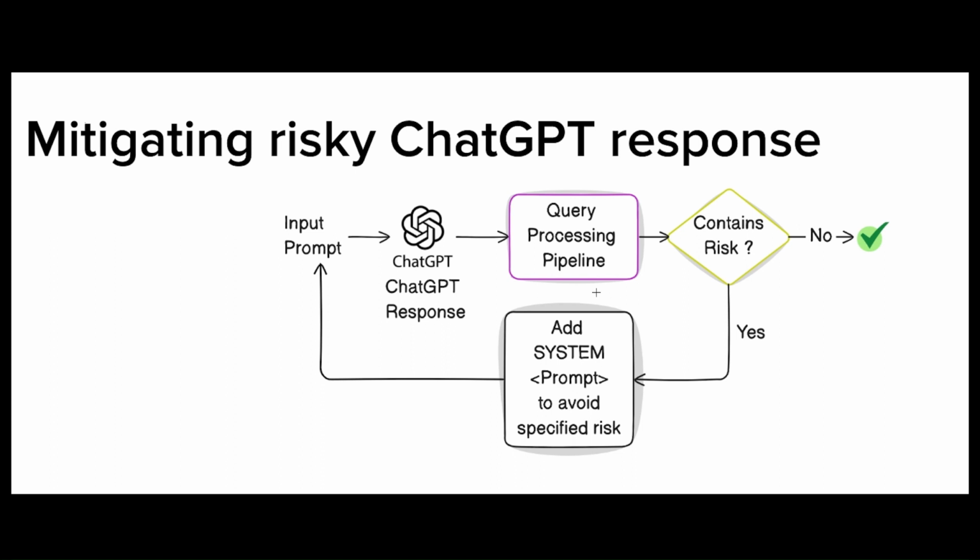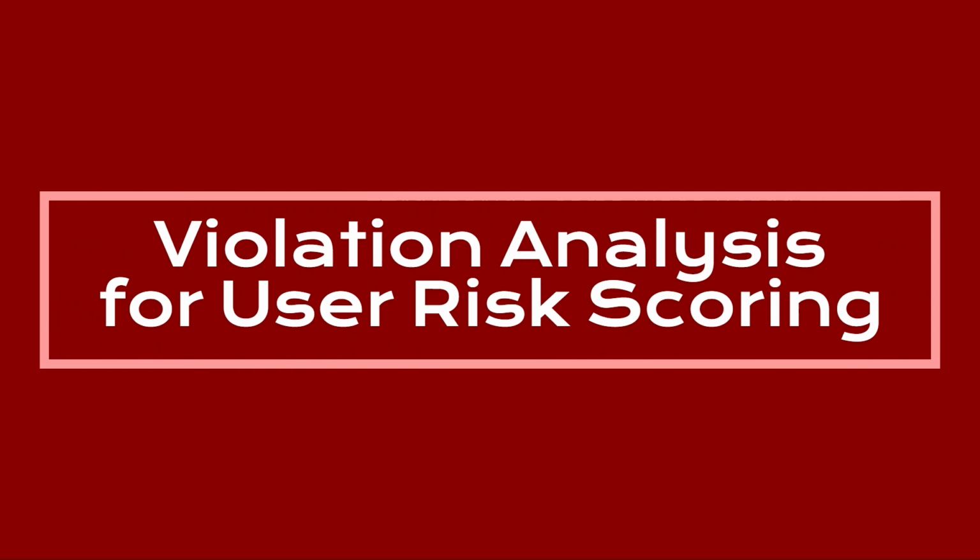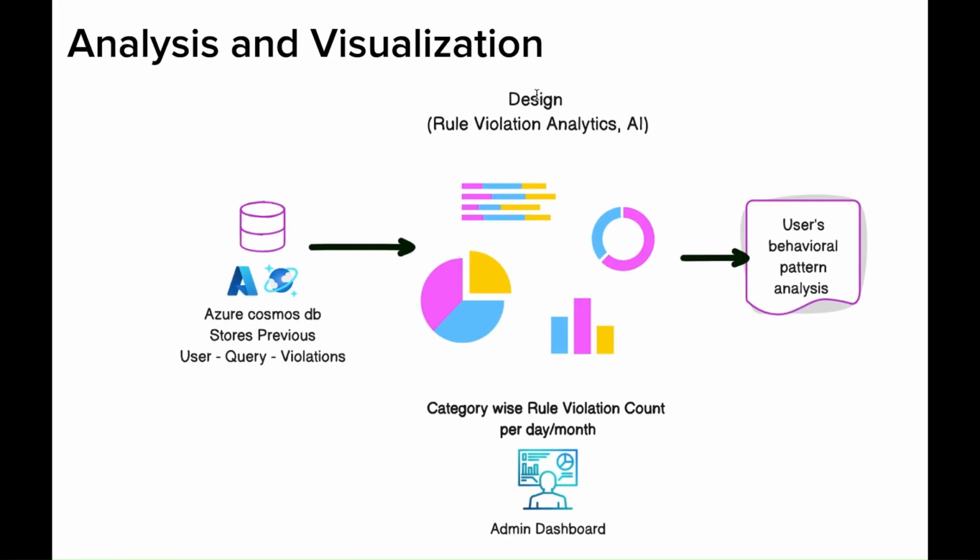We mitigate risky ChatGPT responses by processing them through the same user query processing pipeline to check whether they contain any risk or not. If not, then we pass it as it is, or else we add a system prompt. The stored user query violations in Azure Cosmos DB are presented in the form of 4 different charts on our admin dashboard for risk scoring and users' behavioral pattern analysis.